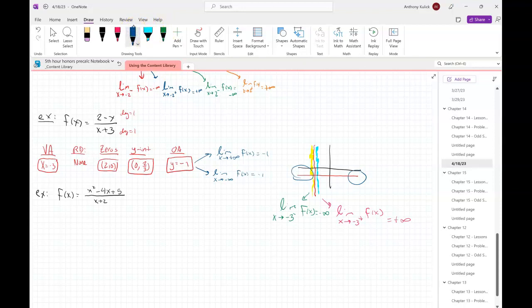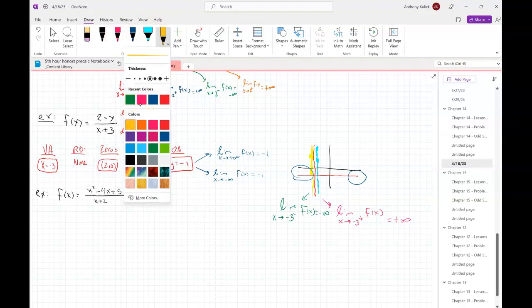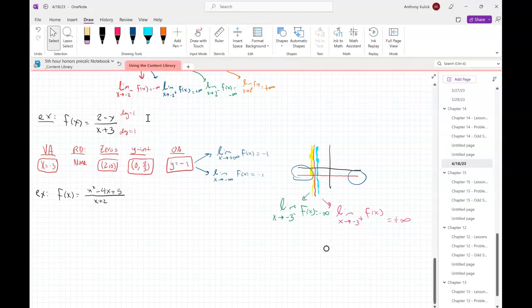So if I were to draw my graph then, it would be like down here and then up there.